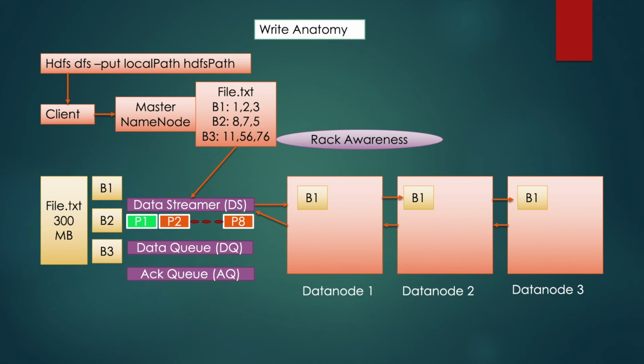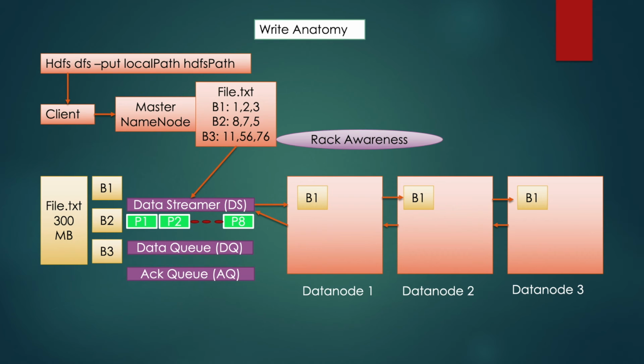And the same thing happens with packet 2. It will take packet 2 and write it in block B1 in data node 1, block B1 in data node 2, and block B1 in data node 3. And the same thing happens with packet P8. So this is how data is written into multiple nodes in write anatomy.